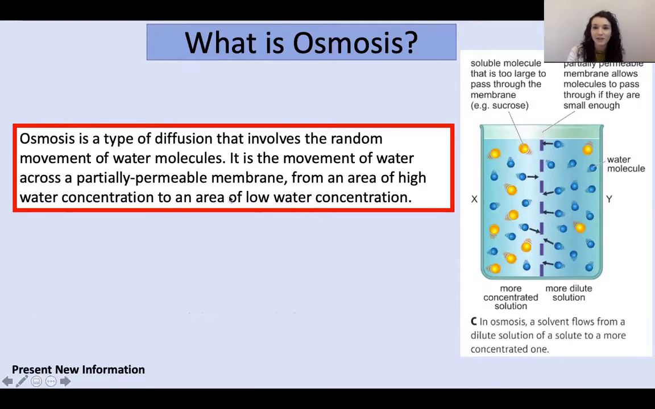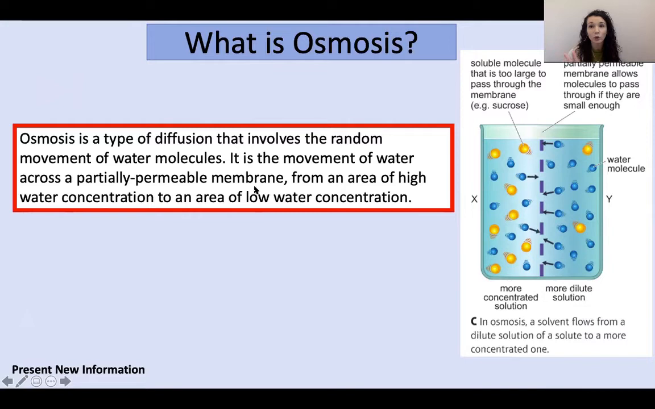I found a definition for osmosis for you here. Osmosis is a type of diffusion that involves the random movement of water molecules. So one way that osmosis is different from diffusion is it involves just water molecules. It's only the water molecules that are moving in osmosis, and it's the movement of water across a partially permeable membrane.